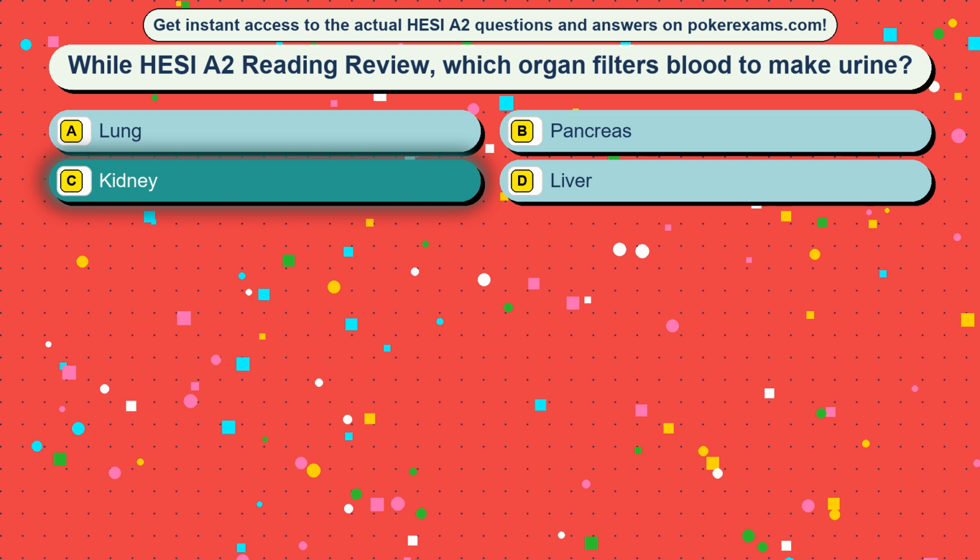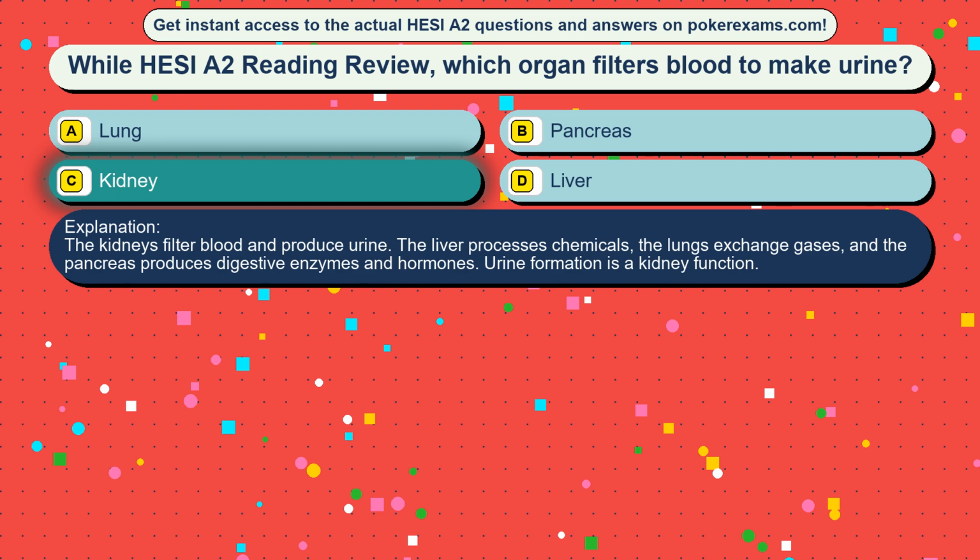The kidneys filter blood and produce urine. The liver processes chemicals, the lungs exchange gases, and the pancreas produces digestive enzymes and hormones. Urine formation is a kidney function.